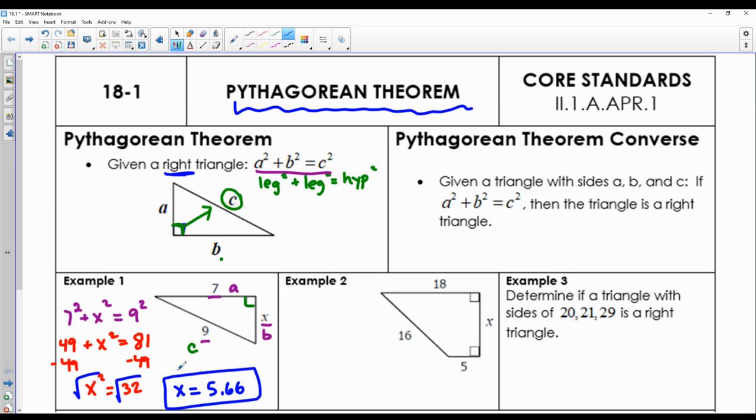Now, when you get this value, just double check. It should not be bigger than the hypotenuse. Remember, this is our largest side. So just watch that. And then you can go on to the next problem.